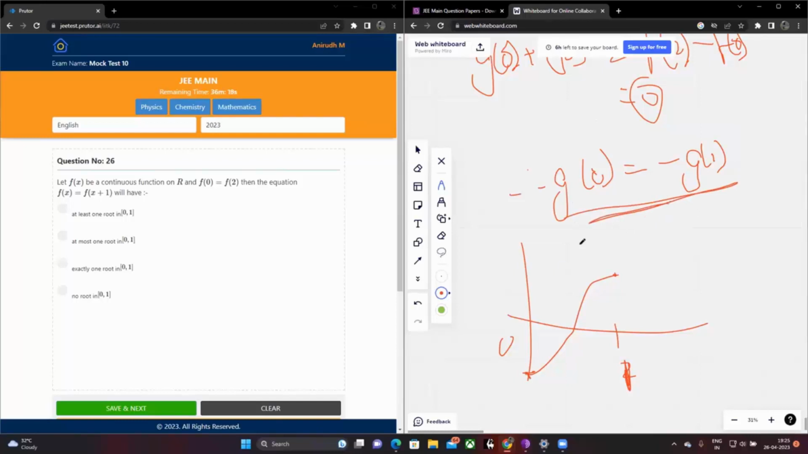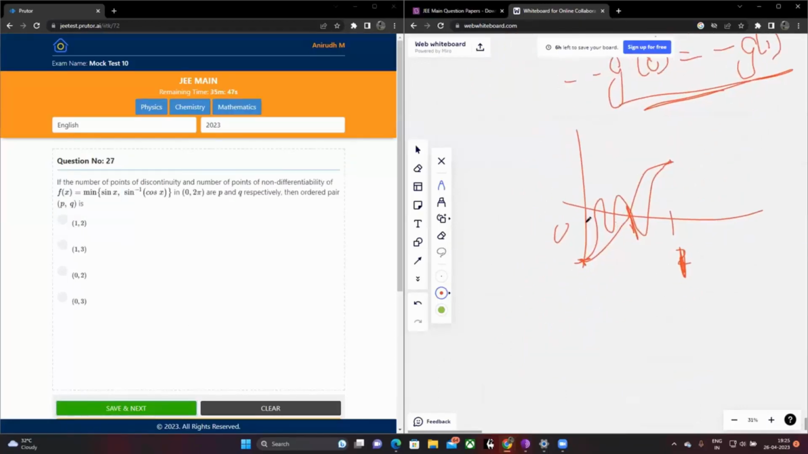If this occurs, you have at least one root in (0, 1), because this function is continuous. And so f(x) minus f(x plus 1) is also going to be continuous. So g(x) is going to be continuous, right? And so it has to cross the x-axis at least once. And so you have at least one root in (0, 1). You cannot say exactly one root, because this function can be like something like this, right? Nobody knows, because that's not clearly defined in the question. So you have at least one root in (0, 1).